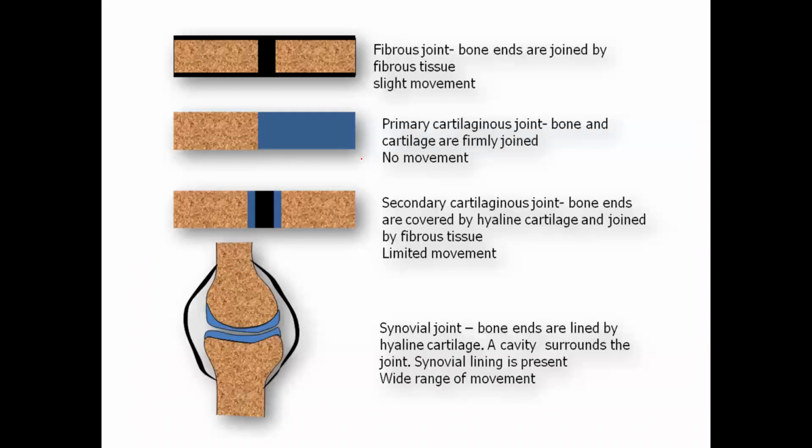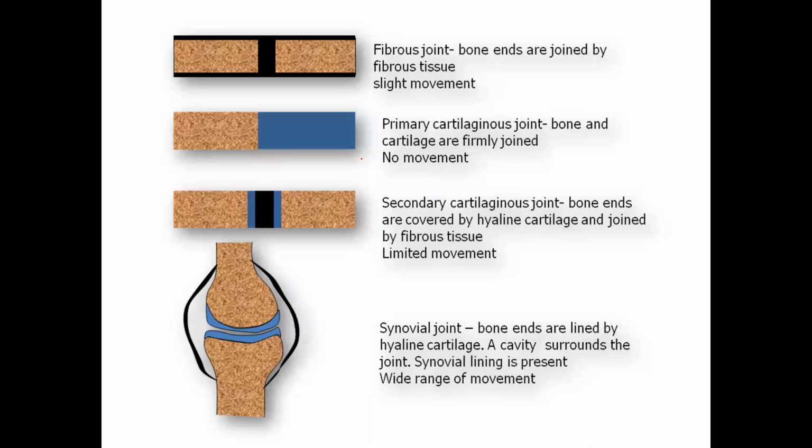Just to summarize what we were talking about, you have the fibrous joint where the bony ends are joined together by fibrous tissue. Only minute movements are possible. Then you have primary cartilaginous joints where you have bone and hyaline cartilage very firmly joined together. There is no movement possible there. Then you have secondary cartilaginous joints where the bony ends are covered by hyaline cartilage and joined by fibrous tissue. There may be tiny cavities, but there is a limited amount of movement there.